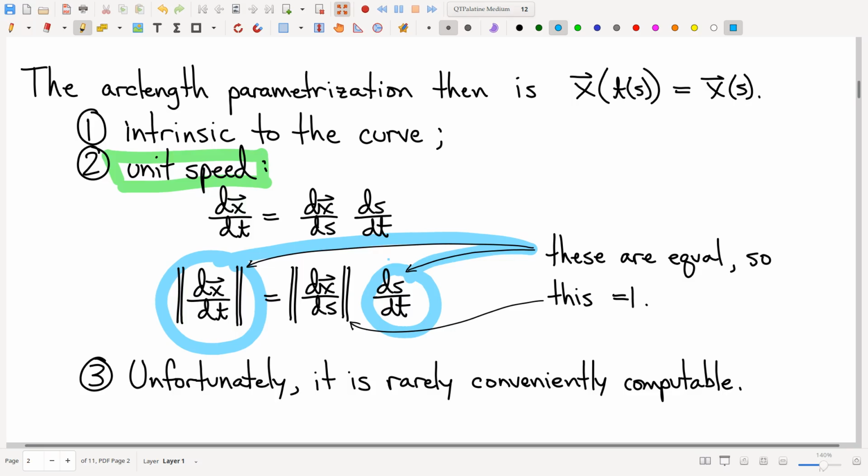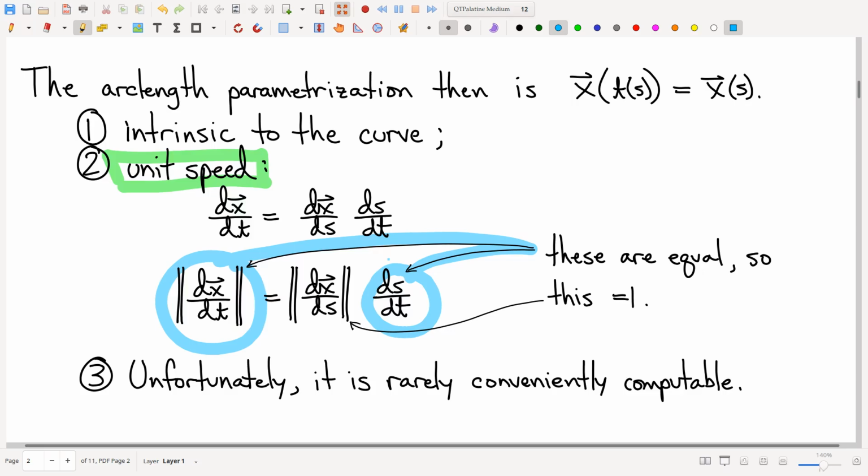Take a magnitude of both sides. And notice these things I have circled in blue both represent speed. The one on the left says magnitude of the velocity. That's speed. The one on the right says distance per unit time. That's speed. Right? So there are two different ways of saying the same thing.